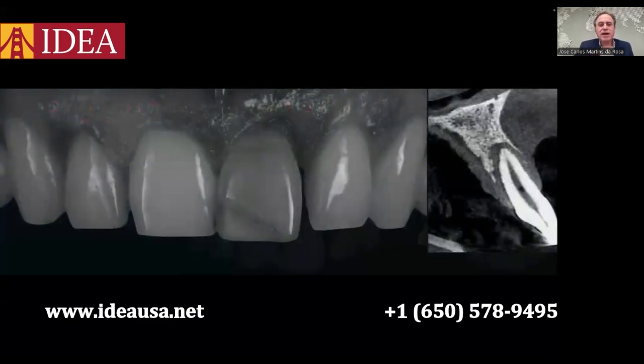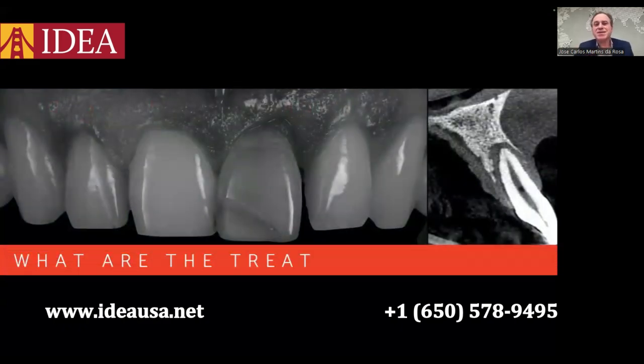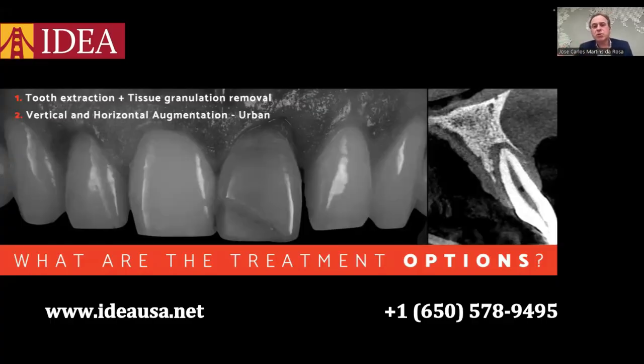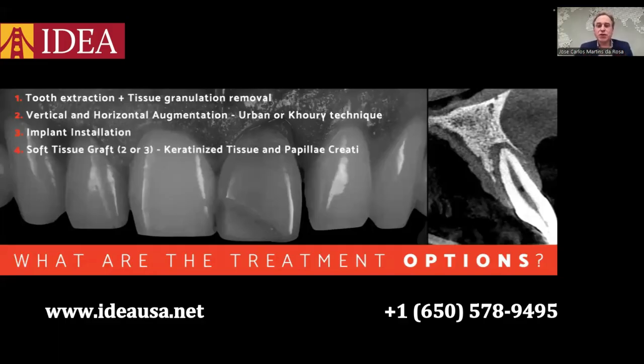But if I ask you, what are the treatment options when you are facing with a scenario like this? Maybe we can do the tooth extraction plus the tissue granulation removal and wait a couple of months. And then to perform vertical and horizontal augmentation, either using Urban's technique or Curry's technique. And the third surgery for implant installation, maybe 2 or 3 surgeries to manage the soft tissue loss and to improve the keratinized tissue and the papillae creation. 1 more surgery for implant uncovering. So we are in 5 or 6 surgeries.